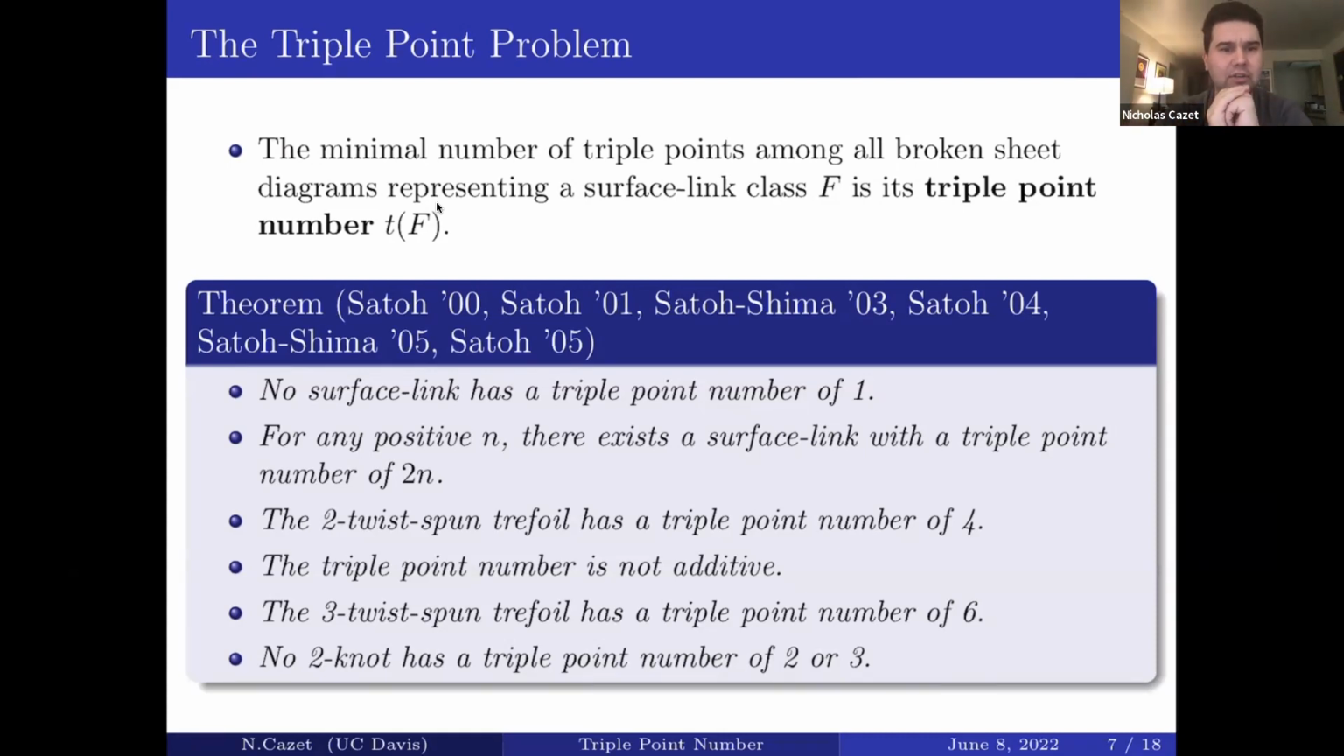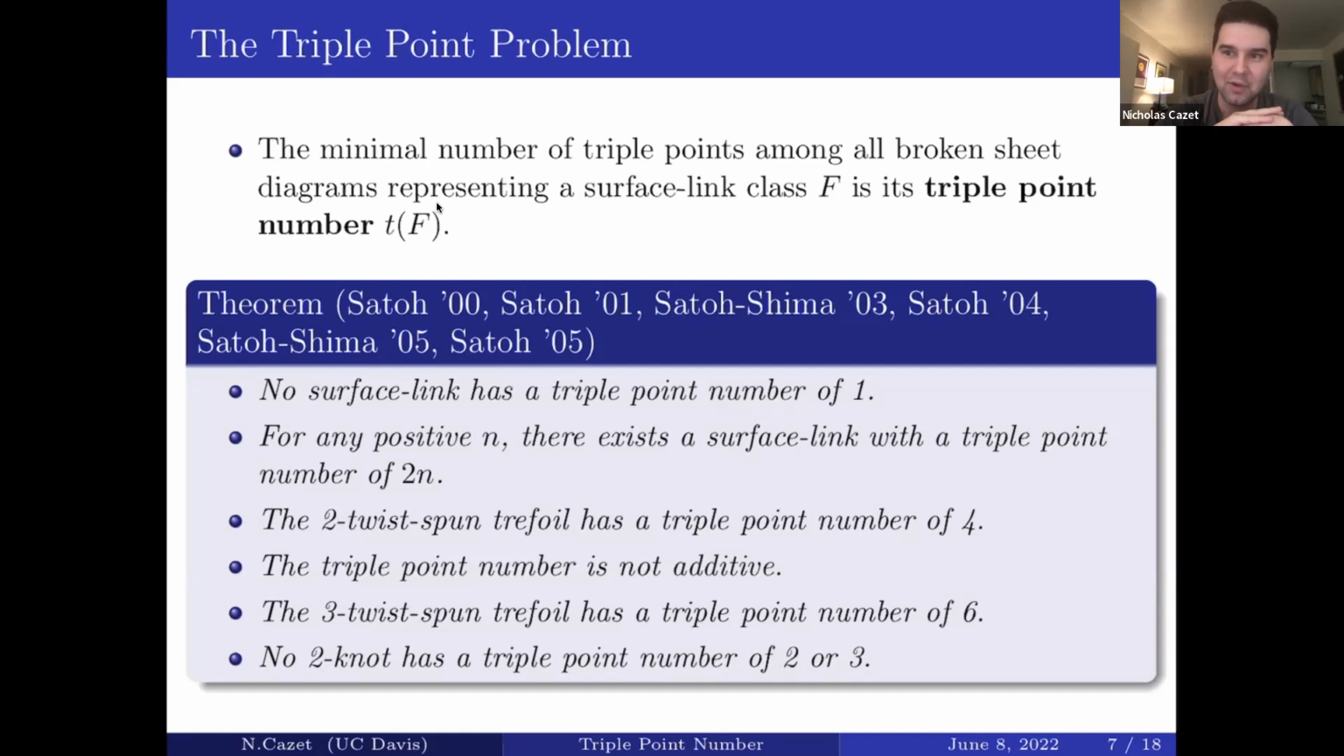It was later shown, this is all Sato and Shima, that you can have your triple point number go off to infinity, that there's a family that has that property. The 2 twist spun trefoil, the twist spin is, I think, the simplest non-trivial surface knot that you could have. Surface knots of this kind are these twist spins.